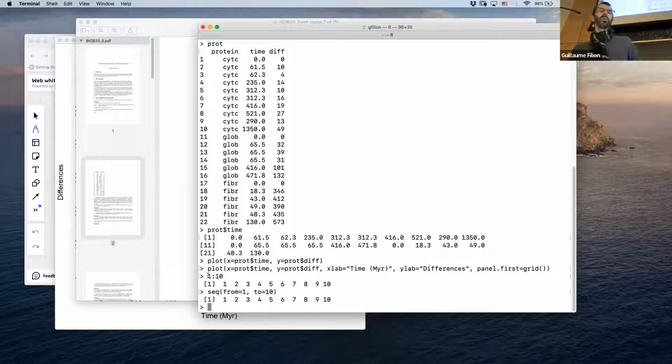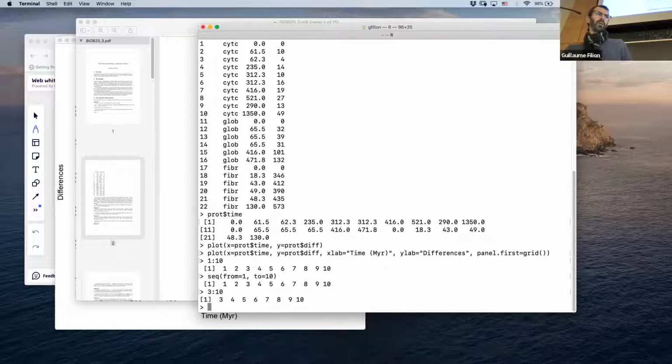So here, 1:10 is just a shortcut for the sequence function. It's exactly the same thing. Okay, and this shortcut is quite handy. You can see it many times. You put the beginning value, the end value, a colon in the middle. And if you say 3:10, then you get the numbers from 3 to 10. Okay, so if we combine this with a square bracket notation, they will come in very handy.